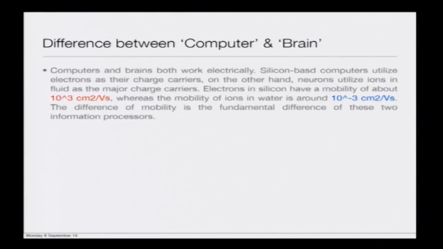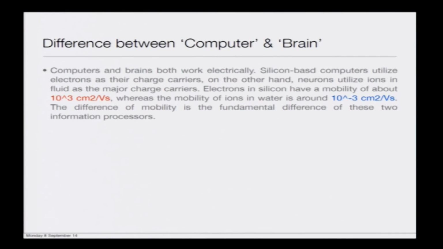So, let us start with some of the basics. What is the difference between a brain and a computer? One of the fundamental differences: computer and brain both work electrically, that we know. So, both of them have electrical impulses, but the problem is silicon based computers utilize electrons as their charge carriers. On the other hand, neurons utilize ions, sodium ions, potassium ions, magnesium ions, calcium ions, and so forth, in fluid as the major charge carriers.